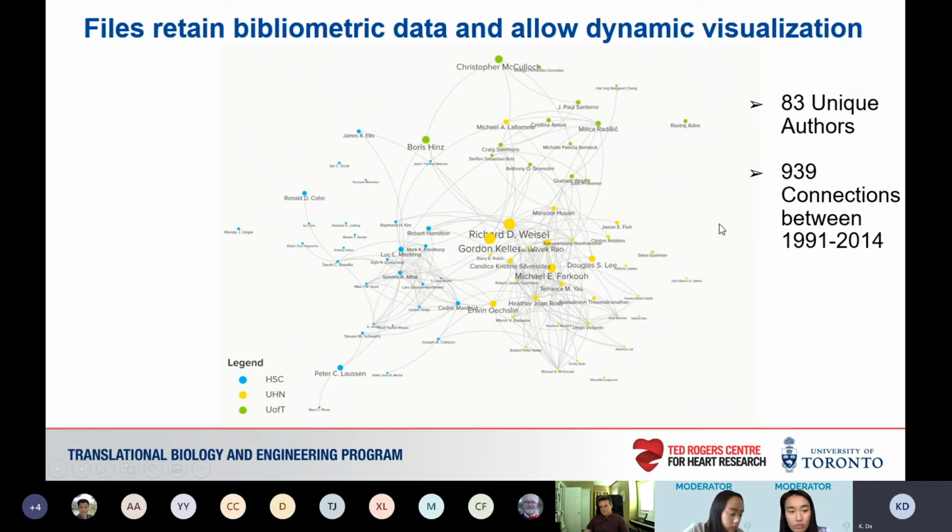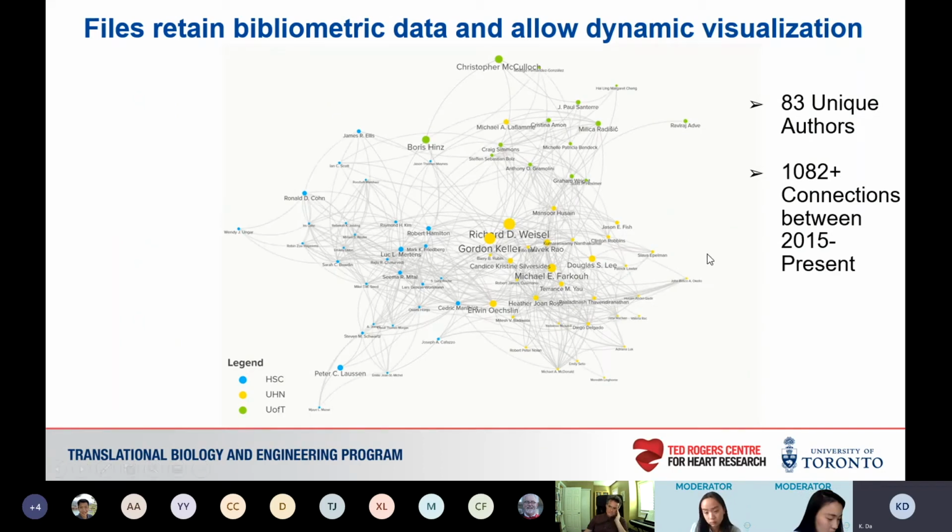So here I filtered the network to include connections and collaborations between 1991 and 2014, prior to the launch of the Ted Rogers Center. And then here I can apply filter settings and then update the network based off of new connections from 2015 to the present time. We can clearly see that there's a lot more connections just visually between the network, and also a lot more connections that are also occurring institution-wide between other institutions as well.